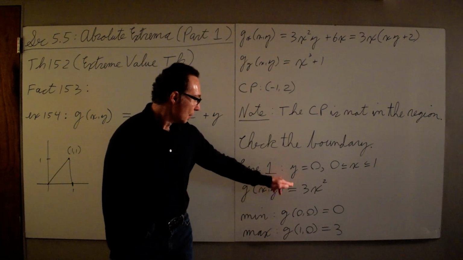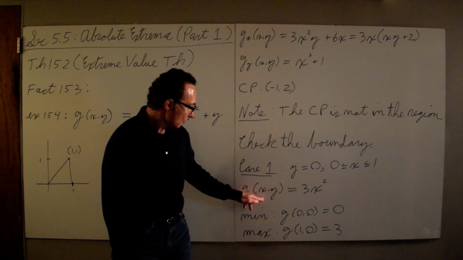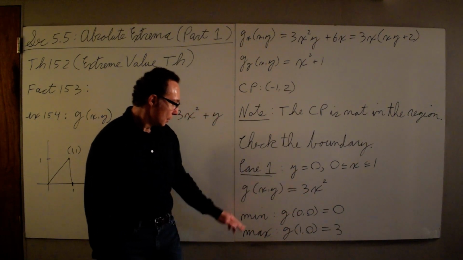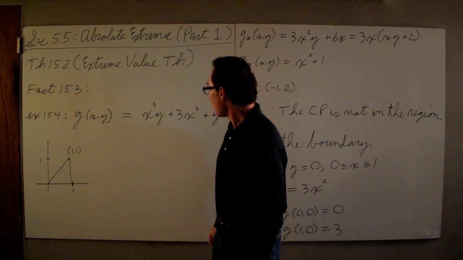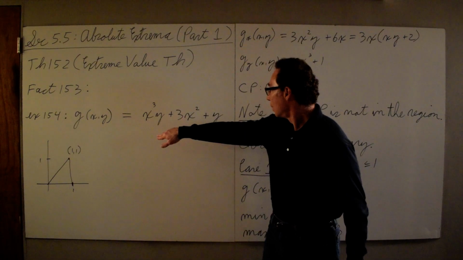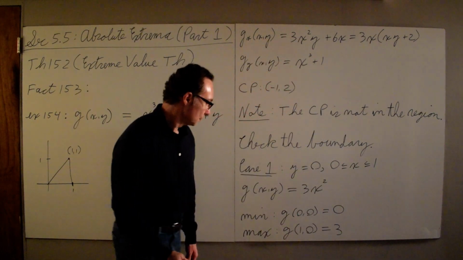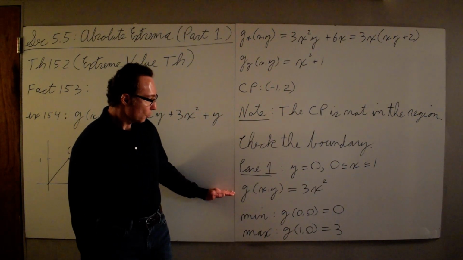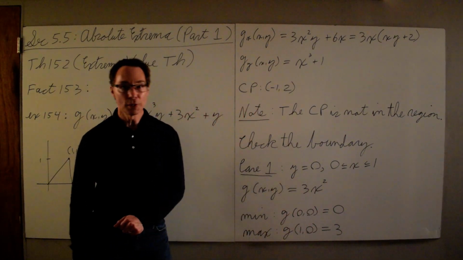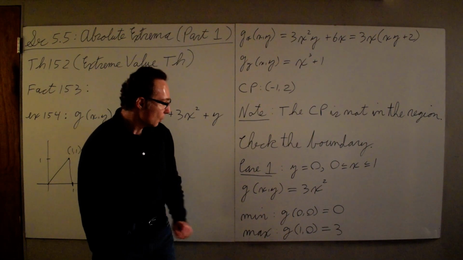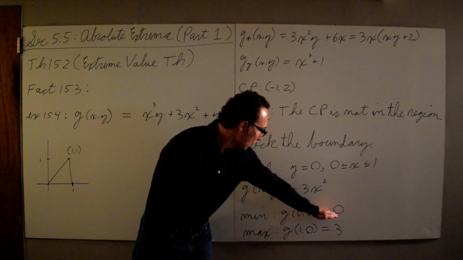g of x, y, if y is 0 and x is between 0 and 1, then g of x, y is 3x squared. Think of it this way. We're looking at g of x, 0. And so if y is equal to 0, g of x, 0 is going to be 0 plus 3x squared plus 0. So we have 3x squared. That has a minimum value of 0 at g of 0, 0, and it has a maximum value of 3 at (1, 0). So g of 1, 0 is 3, g of 0, 0 is 0.